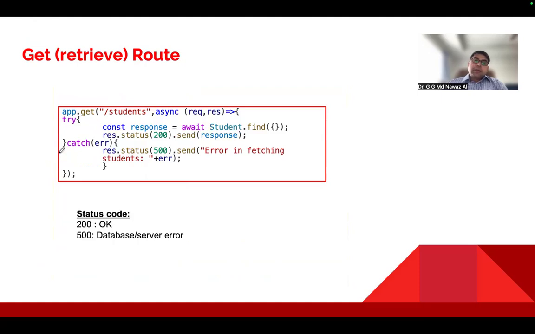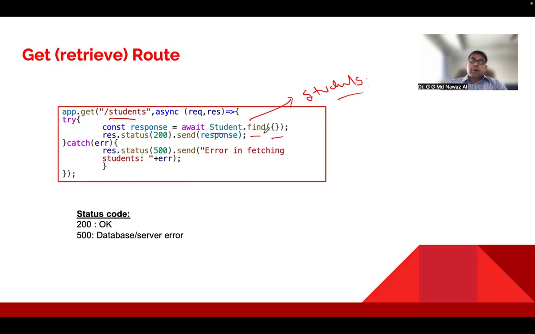So now let's see how to create a route. This is my retrieve route. So if you go to the students route, then it will do this. Basically this is your model, and this model will be connected to the students collection, right? So that is your collection. And then you write the find function, and I'm not giving any condition.